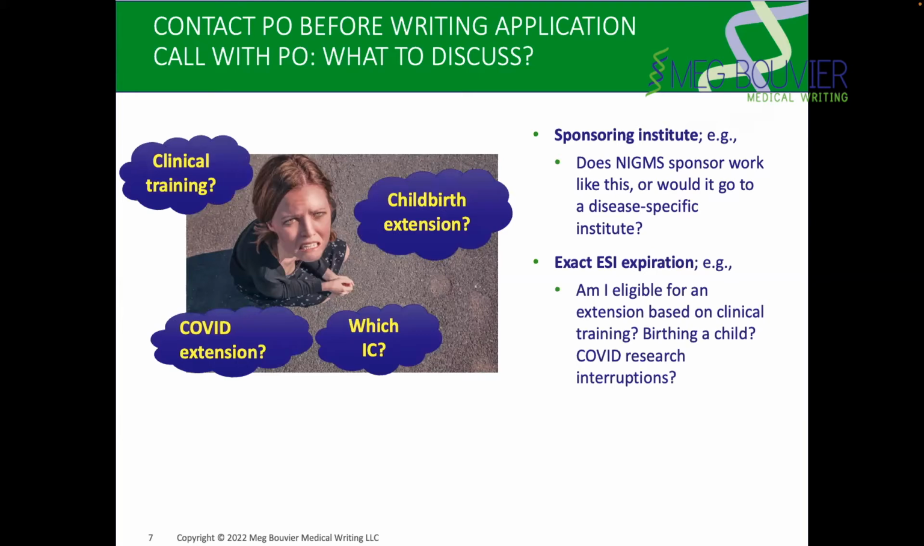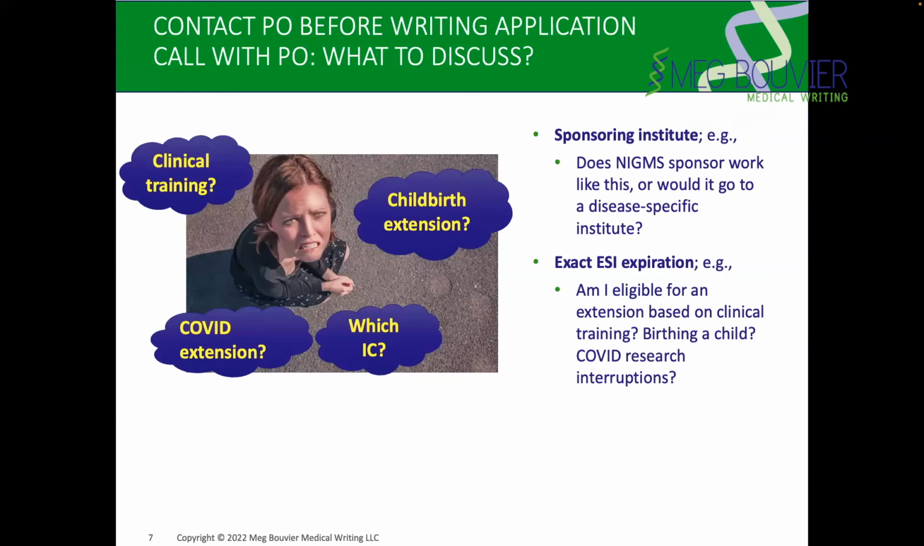If you have ESI status, early stage investigator status, that's for people who are 10 years or less from their terminal degree and have not been a PI on an R01 or equivalent, it confers a big funding advantage. So it's important to know your ESI status. Ask your program officer about your ESI expiration. Are you eligible for an extension because you did training that was strictly clinical? That's usually removed from the ESI clock. Are you eligible for an extension because of childbirth or parenting responsibilities? Or did you have COVID-related research interruptions?